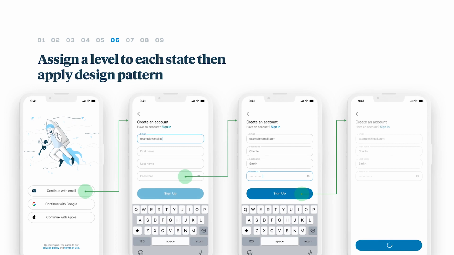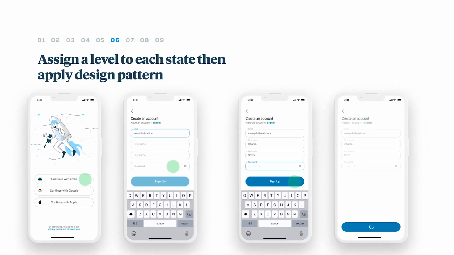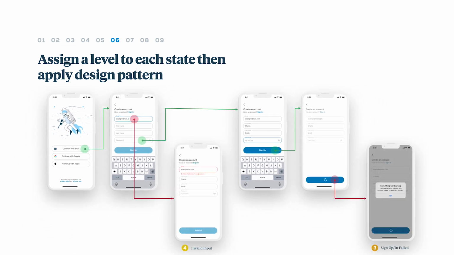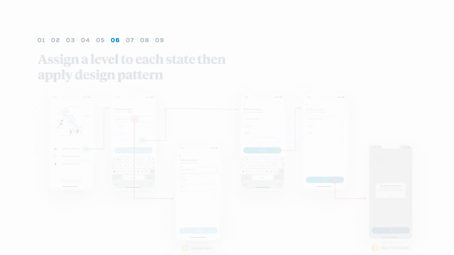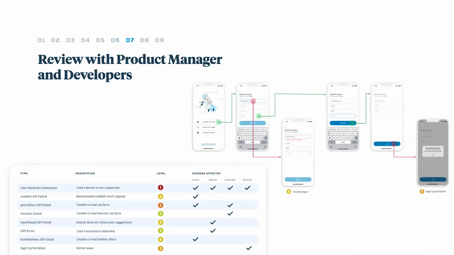You have your happy path designs, a list of errors, an inventory of the screens you need to design error states for, and a guide on what the design pattern should be for each. So start applying those error state design patterns. It might take a few iterations to get it right, but don't be afraid to modify, add, subtract levels and design patterns if needed. After this step, your first draft of error states will be complete, but you're not done yet. Step 7, review with your product manager and developers.